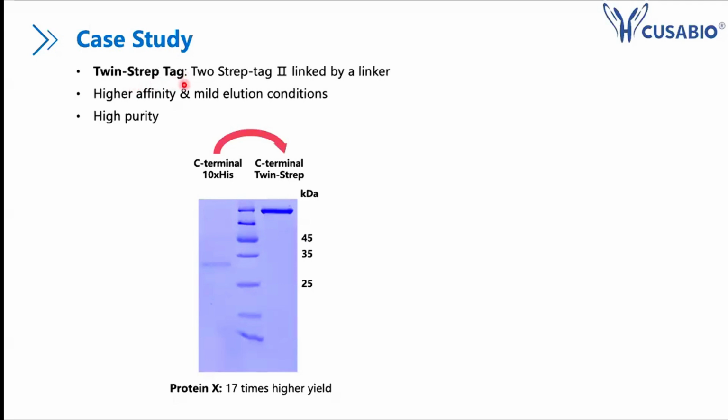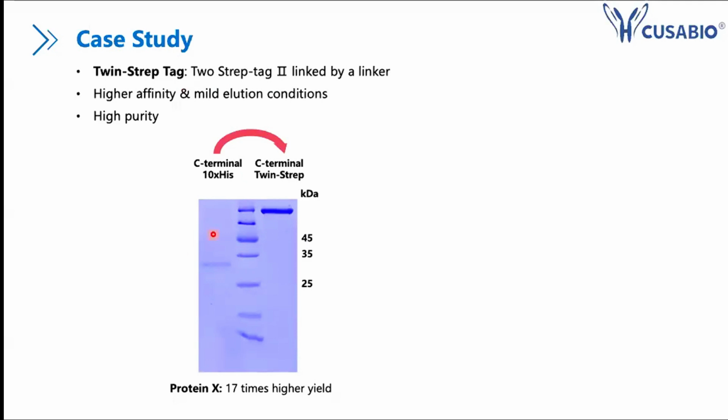The Twin-Strep tag is actually two tags. We have two Strep tag IIs, and between these two tags, we have a short linker linking them together. The benefits of the Twin-Strep tag include the purification process. When you use the Strep-tag system, it is mild, so the purification condition is mild, and also the purity of the target protein is high. And it's compatible with multiple expression systems, not limited to one or two systems.